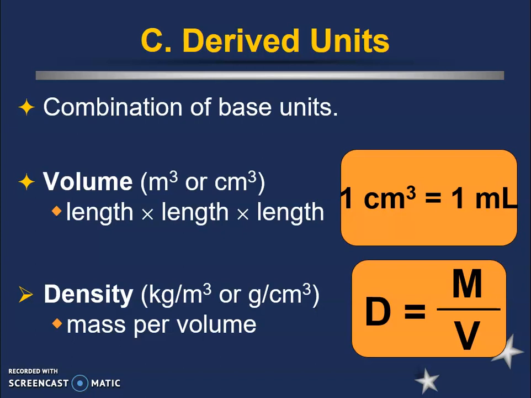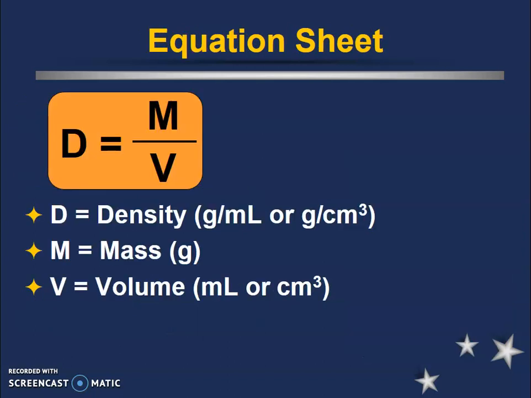Okay, so here is our first equation that we're going to put on our equation sheet. D equals m over v. So here's how I would start to set up that equation sheet. I would write my equation where it's very easy to read. Use your best handwriting because you're going to be using this all semester. You want to be able to read it, so use your best handwriting.